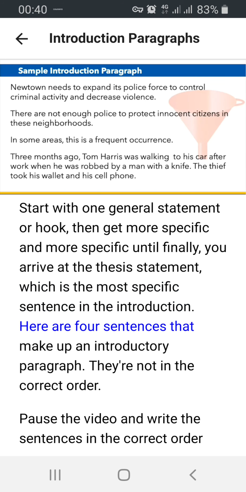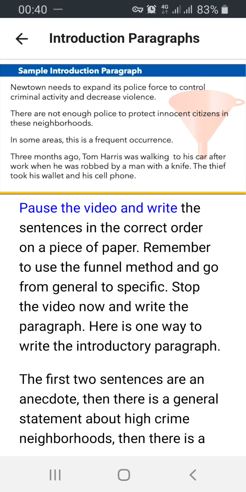Here are 4 sentences that make up an introductory paragraph. They're not in the correct order. Pause the video and write the sentences in the correct order on a piece of paper. Remember to use the funnel method and go from general to specific. Stop the video now and write the paragraph.